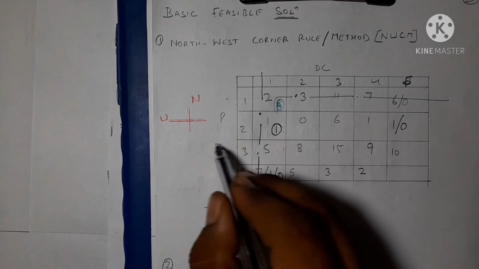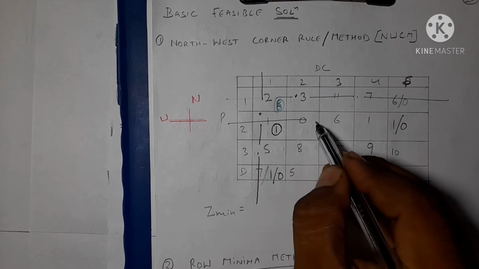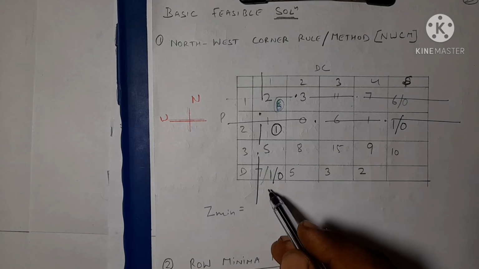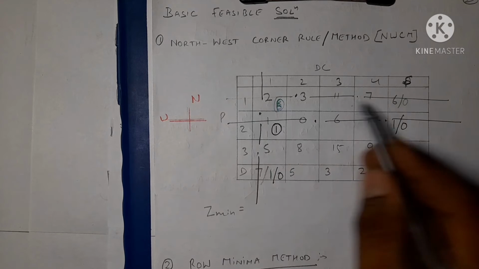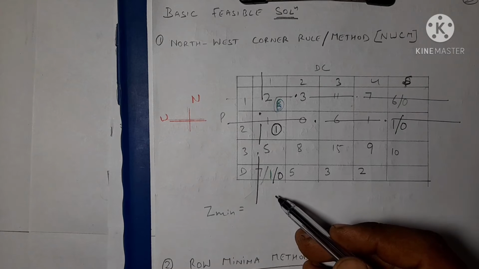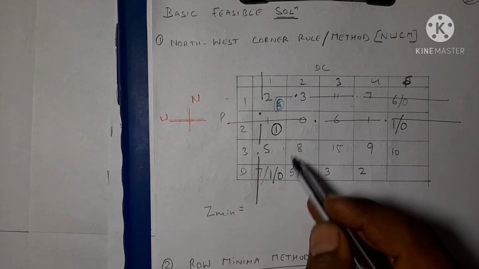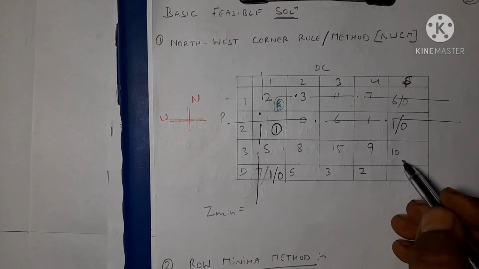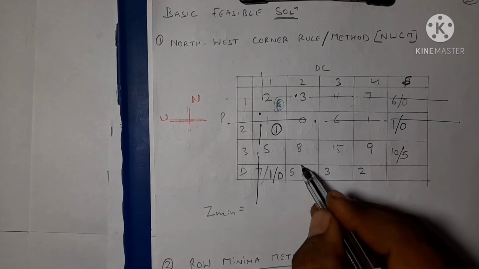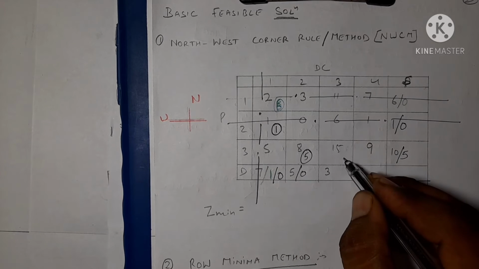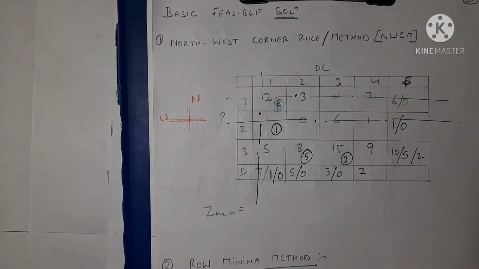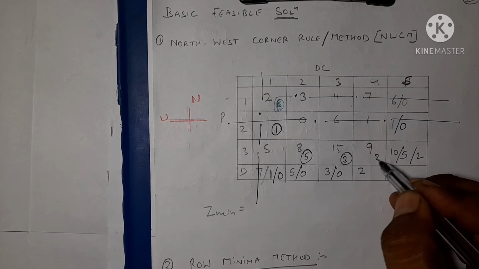The upper left corner is now this one. But both are satisfied. Row 2 is also satisfied as now supply is 0. If demand is 0 or supply is 0, then we need to strike off. Means if supply is 0, then we need to strike off the row. If demand is 0, then we need to strike off the column. Now the upper left corner is 8. Here demand is 5. Supply is 10. Only 5 will be allocated. Here demand is 3. 5 minus 3, 2. 2 and 2 pending.